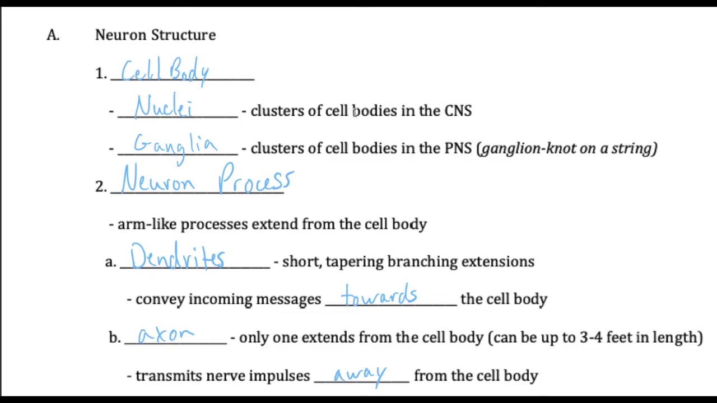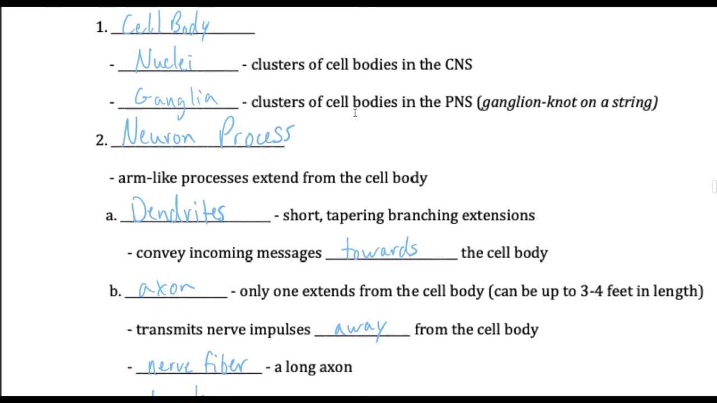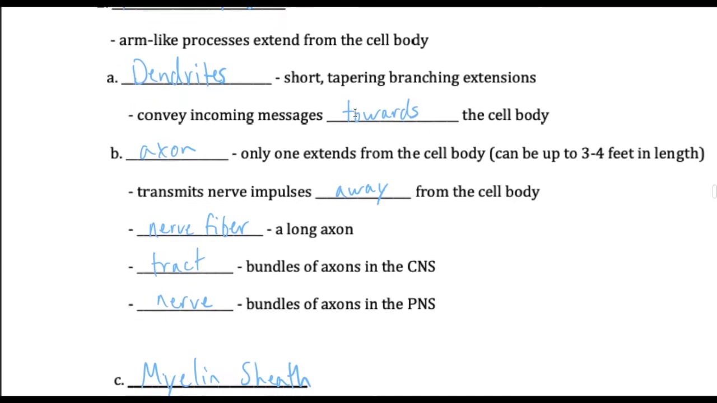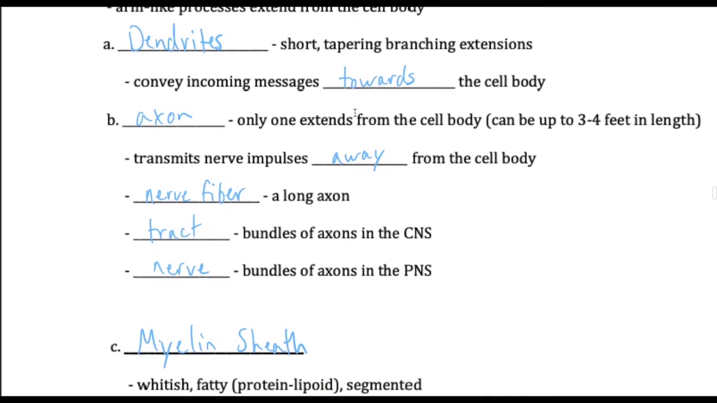We have the neuron process, arm-like extensions from the cell body. We have dendrites, short tapering branching extensions. They convey incoming messages towards the cell body. We have the axon.